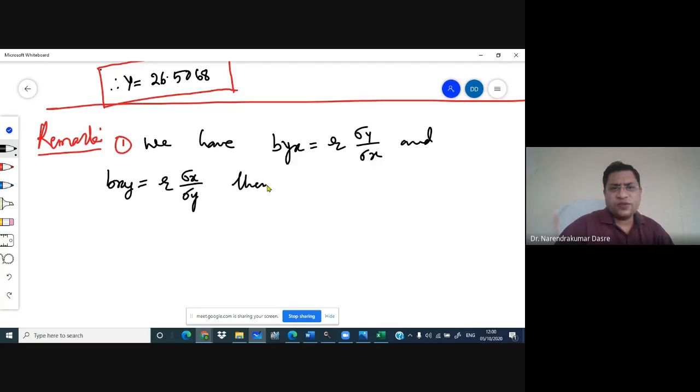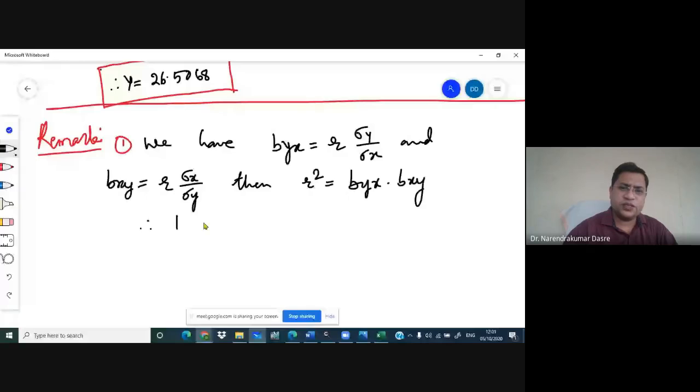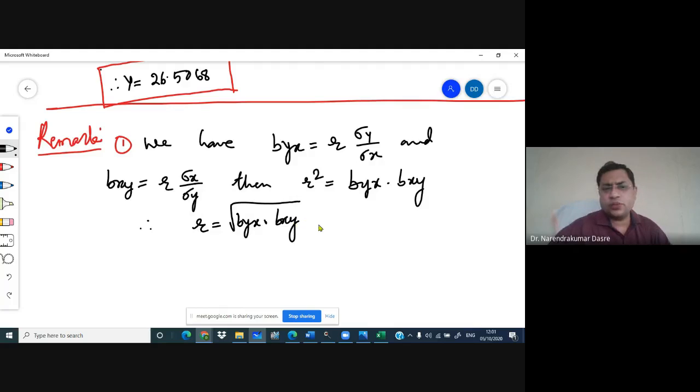Okay, so then what we have is, if I take the product of this, I'll be having R square is equal to Byx into Bxy. And hence what we get here, take the square root. So R will be the square root of Bxy into Byx. So this is possible only if.